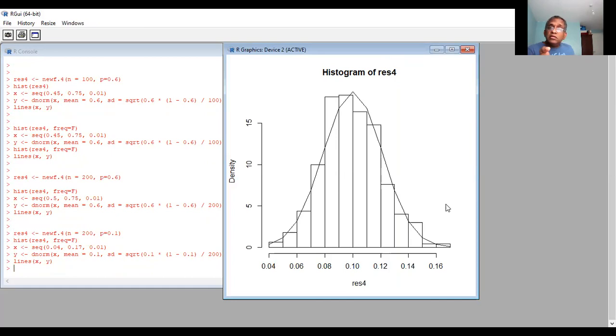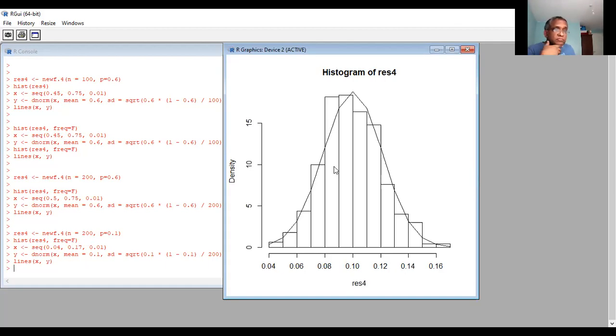I mean, that's the theoretical result. The simulated result should match up with the theoretical result, right? And that's what we see here. Okay.